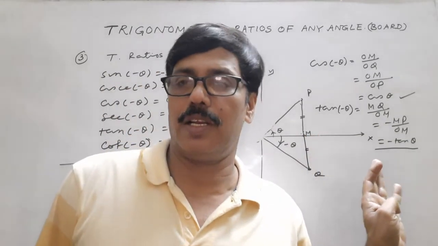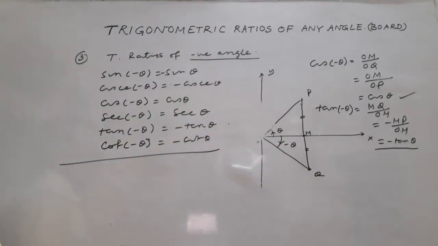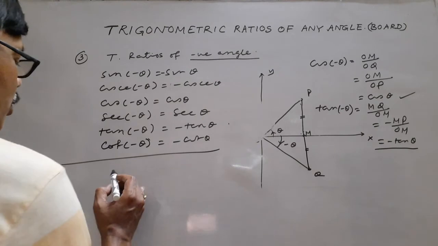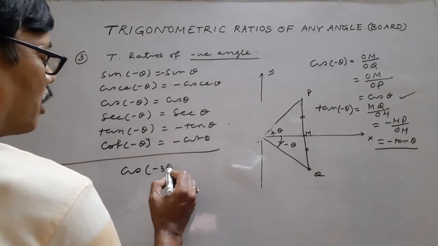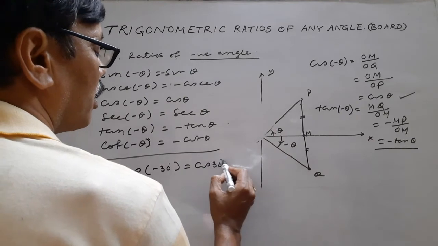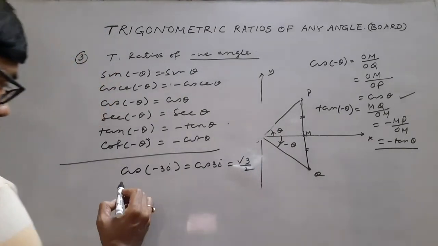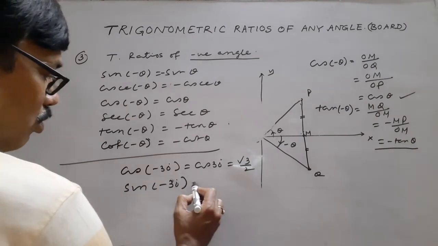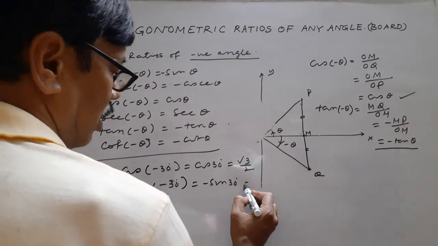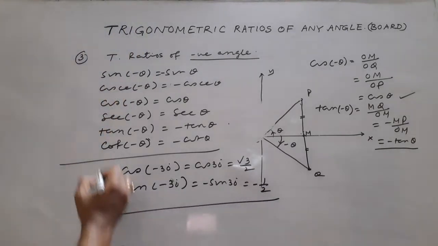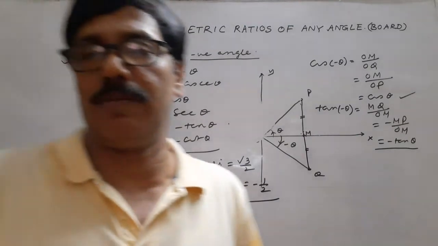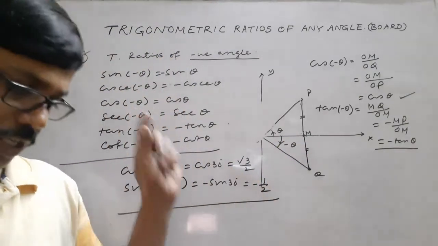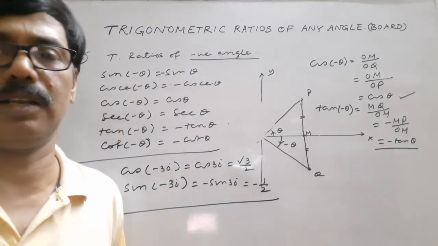So these are the trigonometric ratios of negative angles. But in secondary level, we have studied only positive angles. Now the application: cos of minus 30 equals cos 30, which equals root 3 by 2. And sine of minus 30 equals minus sine 30, which equals minus 1 by 2. So first the quadrant all sine tan cos rule, then the ratios of negative angles.